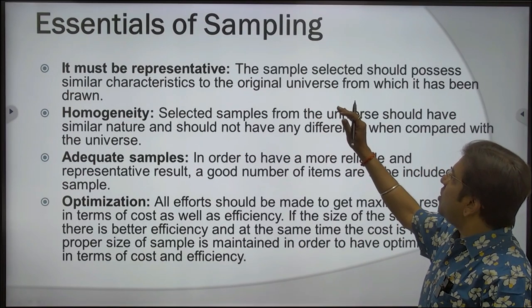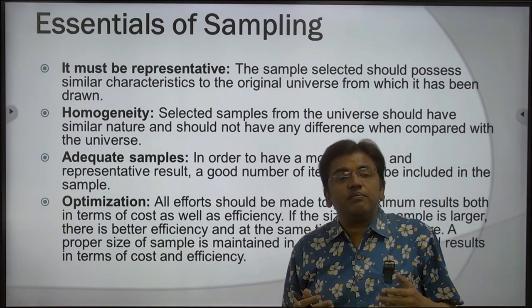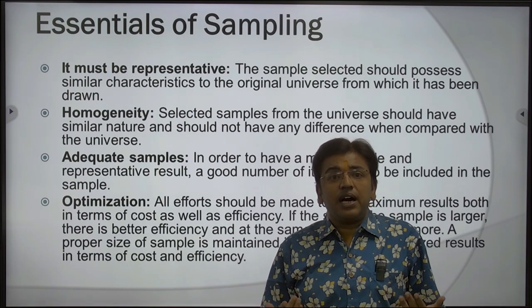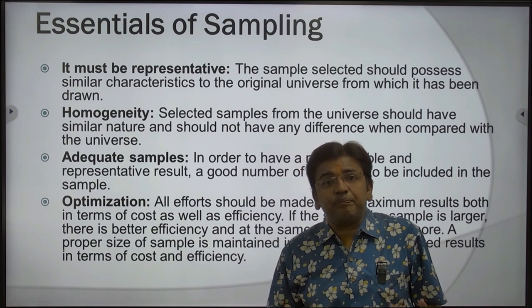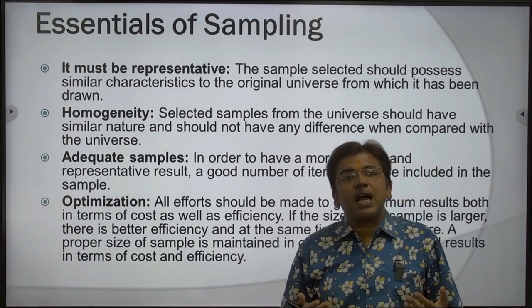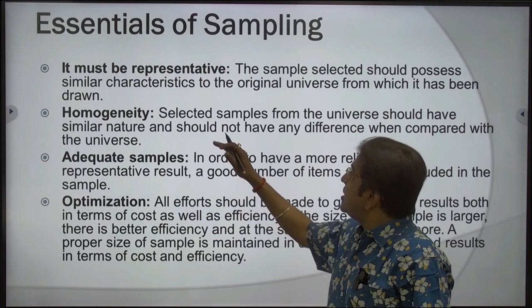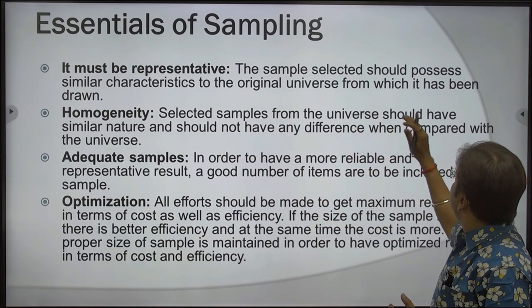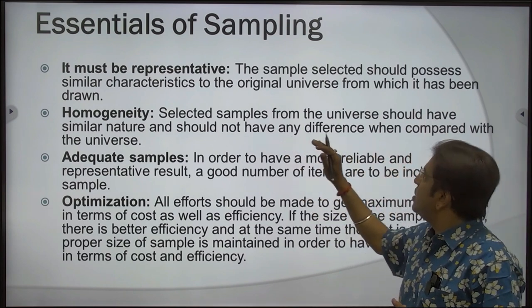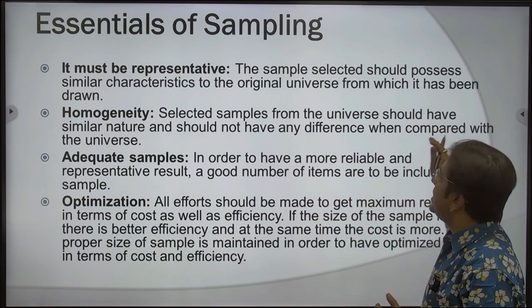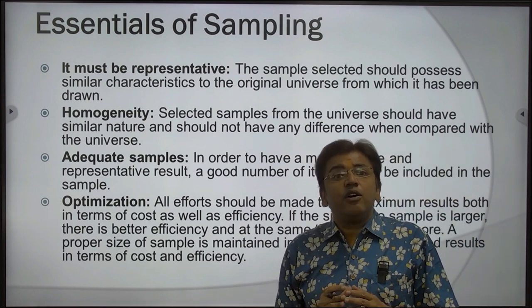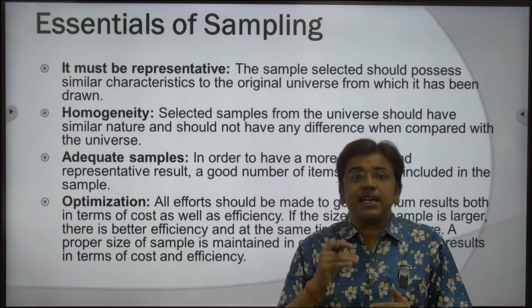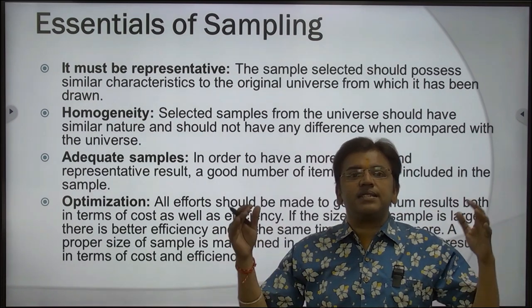Now, essentials of sampling. Why is sampling essential for any research? A researcher must know that sample selection is the core or the backbone of any research. So the first one is, it must be representative. Means the sample selected should possess similar characteristics to the original universe from which it has been drawn. Means whatever sample you are going to take should have the characteristics of the universe as a whole.